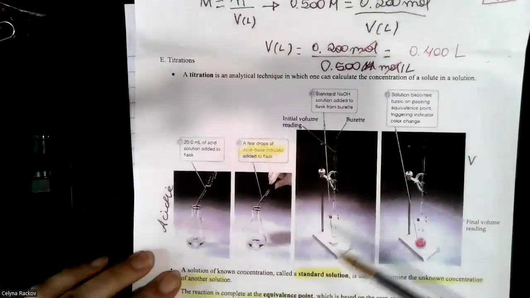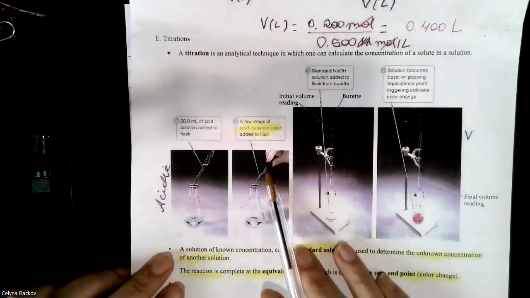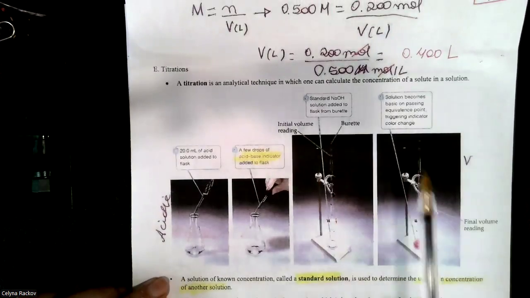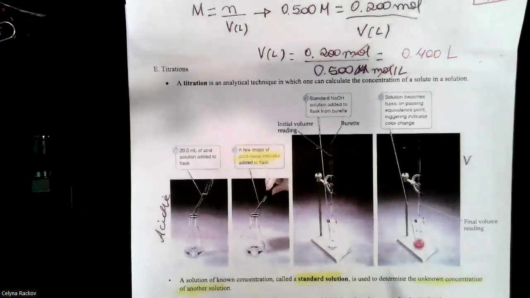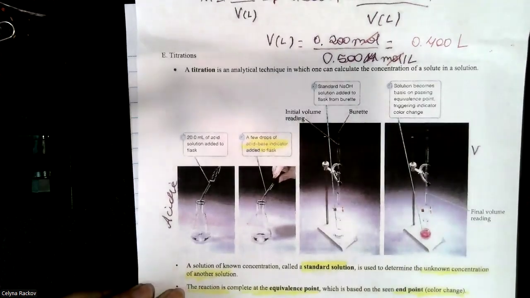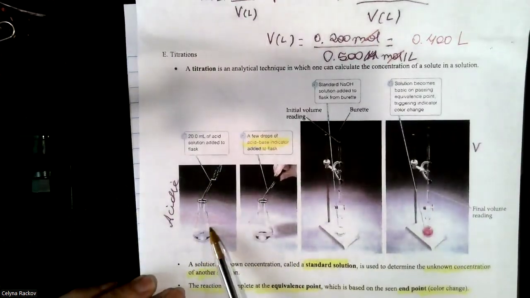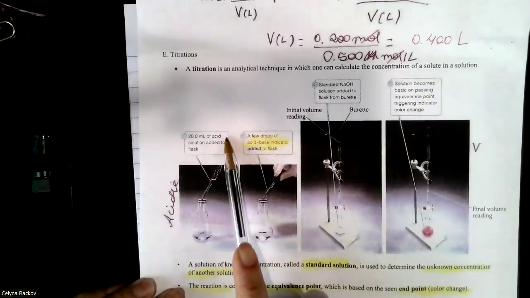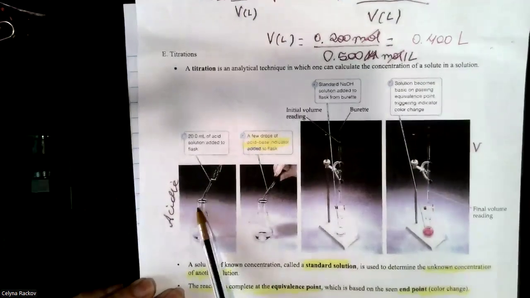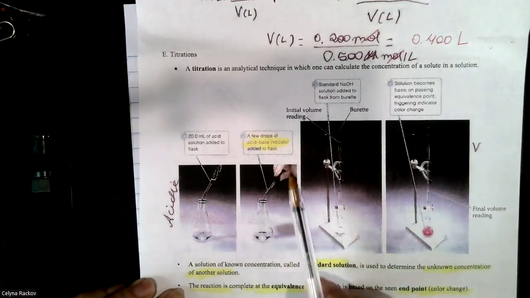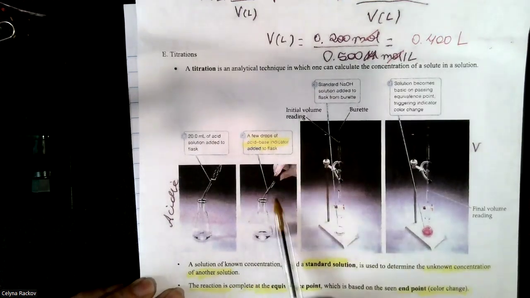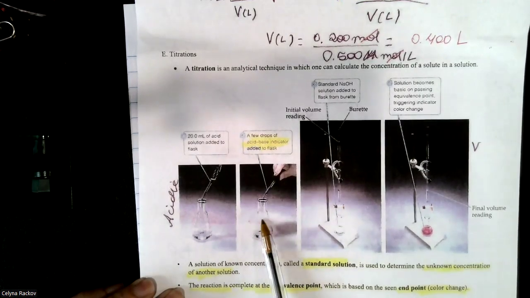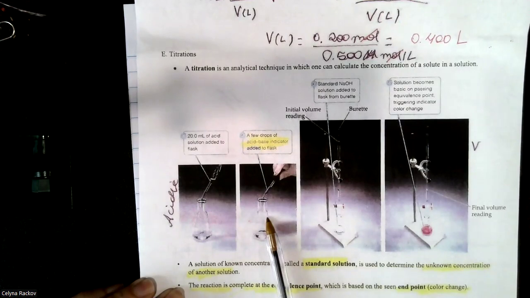Okay, the next stop here, the last one, is about titration. Titration is an analytical technique in which one can calculate the concentration of a solute in a solution. For example, here, you have an Erlenmeyer flask with a sample that you don't know the concentration of yet. For example, 20 milliliters of acid solution was added to this Erlenmeyer flask. And then you add a few drops of the acid-base indicator. So the indicator will change color when you reach the endpoint. That is when you will stop.